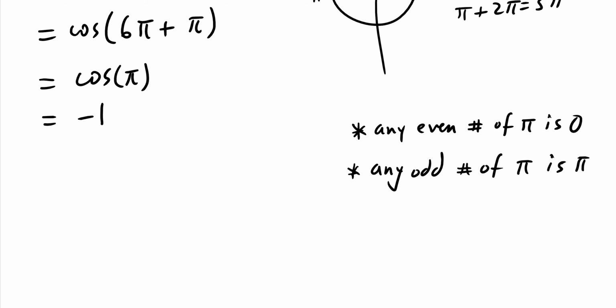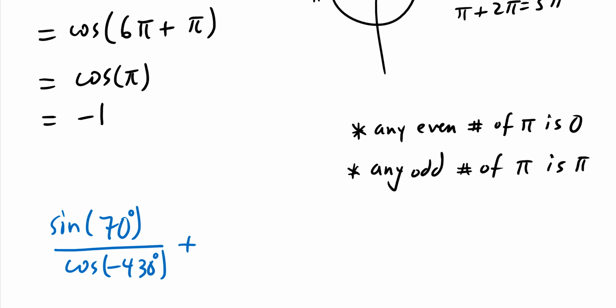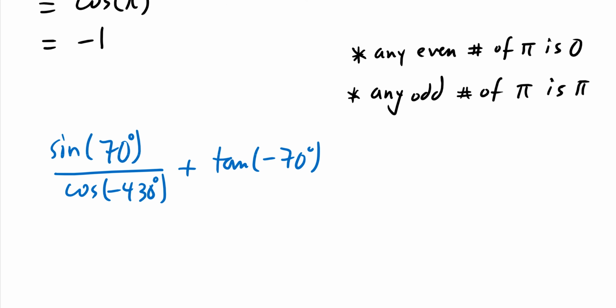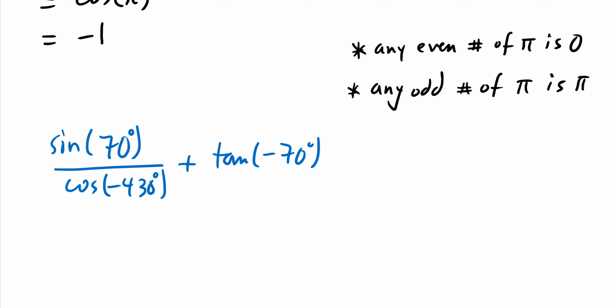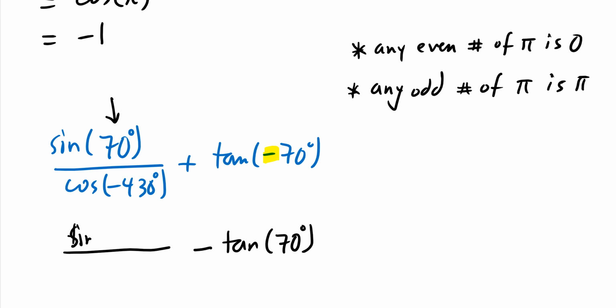Let's apply it more. What about sine 70 degrees over cosine -430 degrees plus tangent -70 degrees? How do we apply it here? For the 70 here, nothing I can do. For this one, I see a negative sign. I can use even odd identities and find out that this is negative tangent 70 degrees. The top one, nothing can be done.